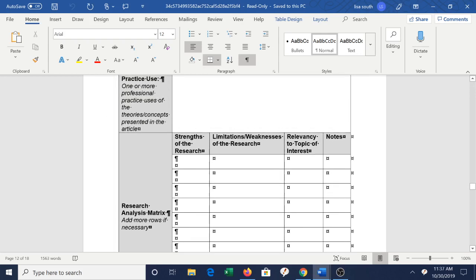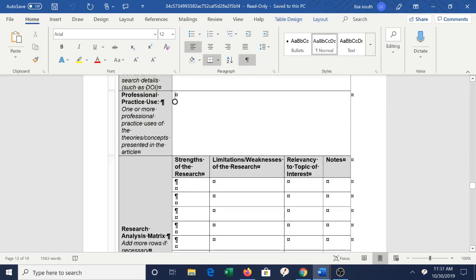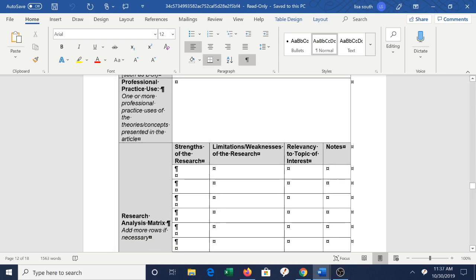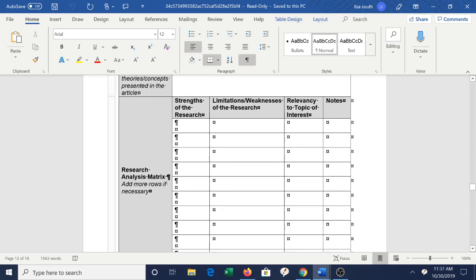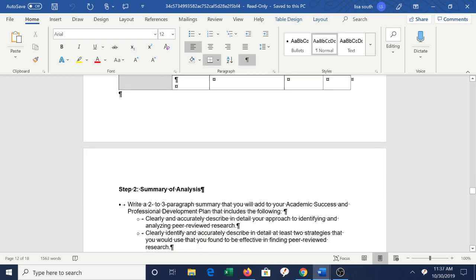Okay. And then how does it relate to the topic of interest? You had a topic up here. Does this address the topic, and how? How does it give you information about that topic? Now, the one thing that may be blank is the notes. You decide. Do you need to add any other information to help make that clear?